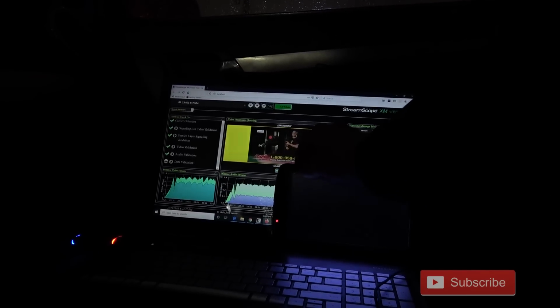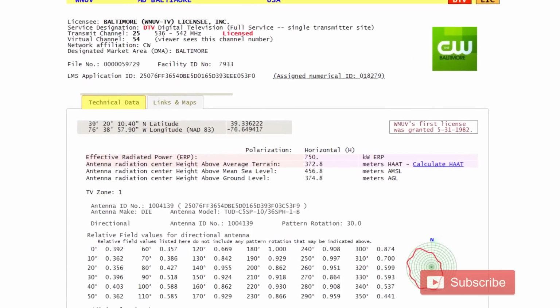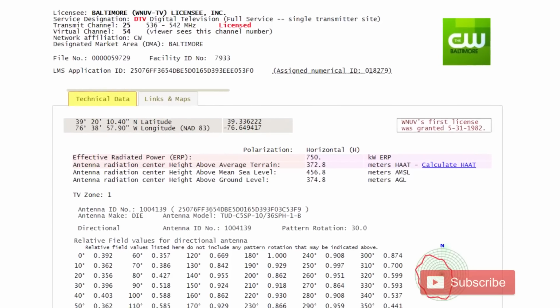I set my portable ATSC 1.0 tuner to Comet on WNVU, which broadcasts at 750 kilowatts ERP on RF channel 25. The experimental ATSC 3.0 station is broadcasting at a lower power and higher frequency, which means that it probably isn't going to have as good coverage as the old 1.0 signal.